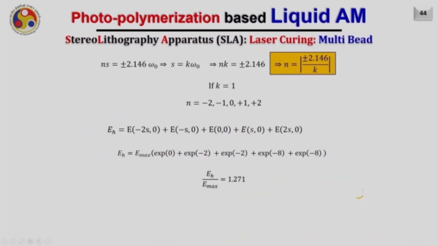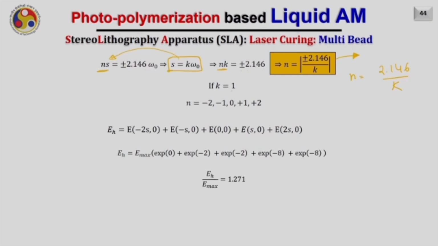So, I will consider this ns equals plus minus 2.146 omega naught. Therefore, your s equals, which I already defined as k times omega naught, and hence I will replace it here, and as a result I will get nk equals plus minus 2.146. In other words, I can say the number of passes I should consider can be given by n equals 2.146 divided by k.